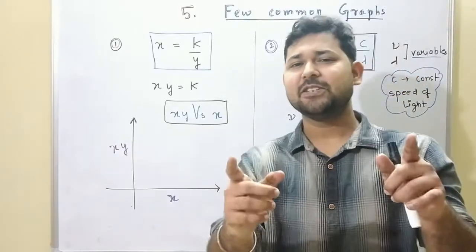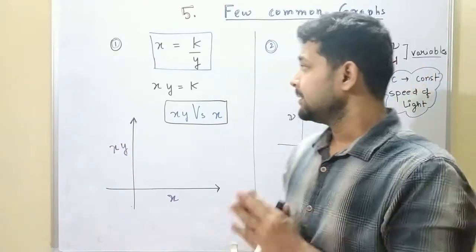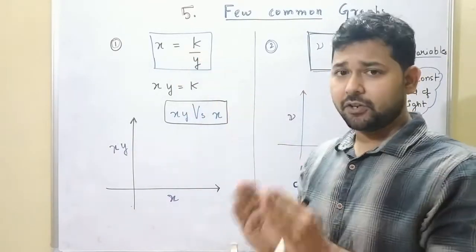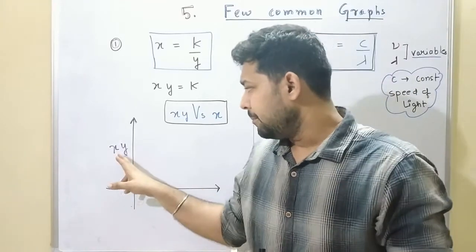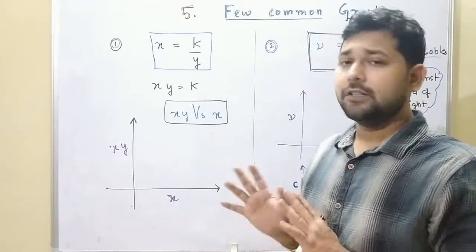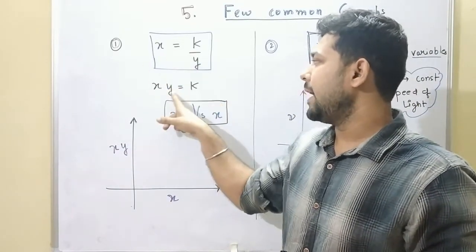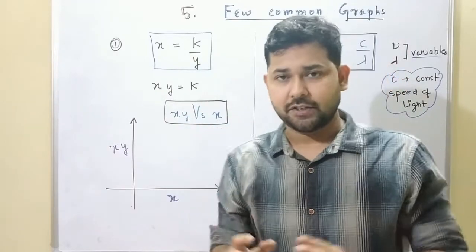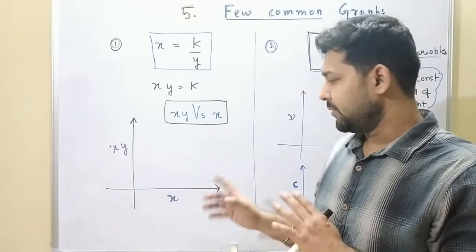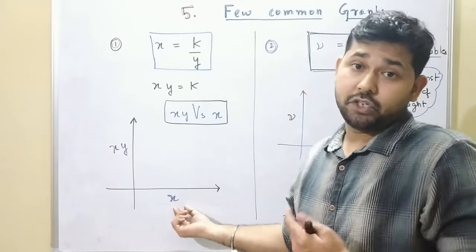Let's begin with the last, fifth point: a few common graphs. Sometimes in exams they give problems like this: x is equal to ky. Now the graph we have to draw is between xy versus x. You just multiply by y: xy is equal to k, and k is nothing but a constant, so it is not going to change. If we draw this graph, you have to keep in mind the xy value will not change, while x is a variable which will change.